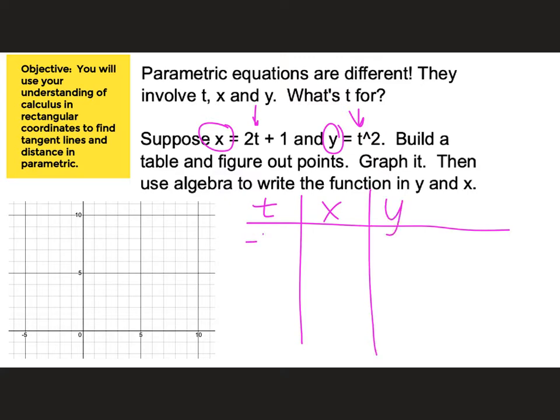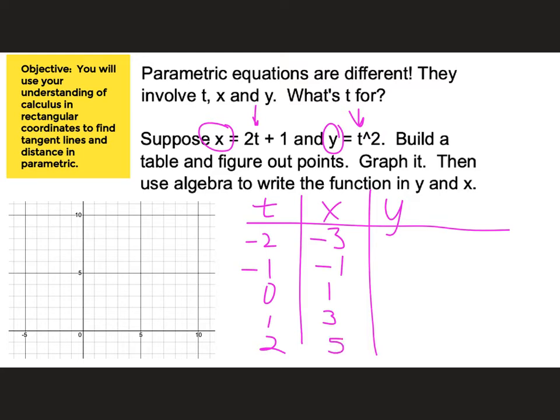And I'm going to be lazy. I'm just going to pick -1, -2, 0, 1, 2. You may be thinking, whoa, you can have negative t? Yes. So 2 times -2 is -4, plus 1 is -3. And then 2 times -1 is -2, plus 1 is -1. Oh, that's just a line with slope 2, so I'm just going to fill in the rest of that.